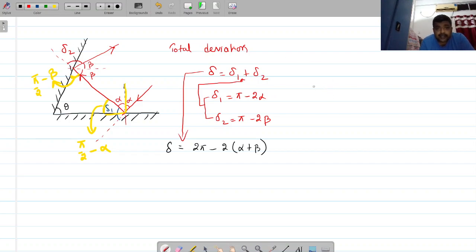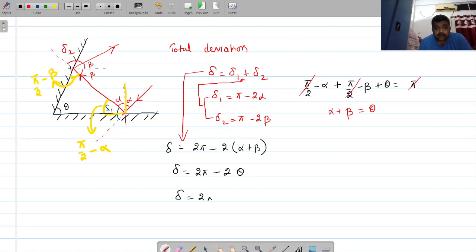So I can write pi by 2 minus alpha plus pi by 2 minus beta plus theta is equal to the sum of three angles in a triangle, which is equal to pi. So pi by 2 plus pi by 2 and this pi get cancelled. That means alpha plus beta is equal to theta. So I can write delta is equal to 2 pi minus 2 times (alpha plus beta), which is theta. So the total deviation is equal to 2 pi minus 2 theta. That means the deviation is independent of the angle of incidence. It only depends on this angle theta. So this is an interesting result.